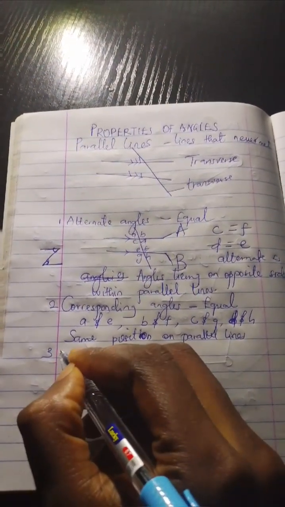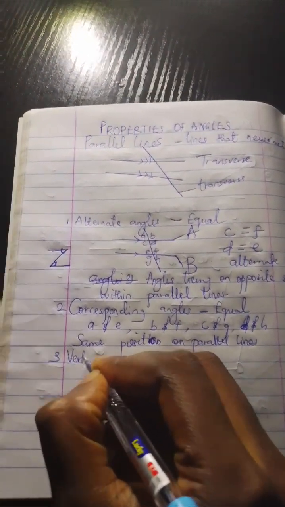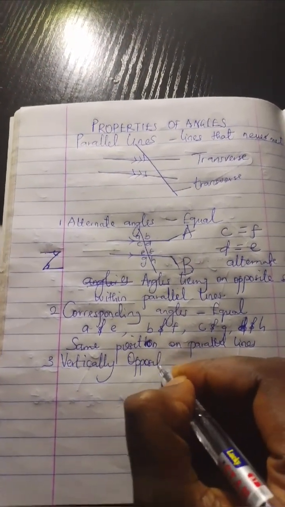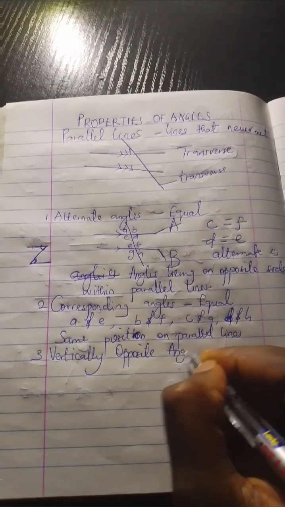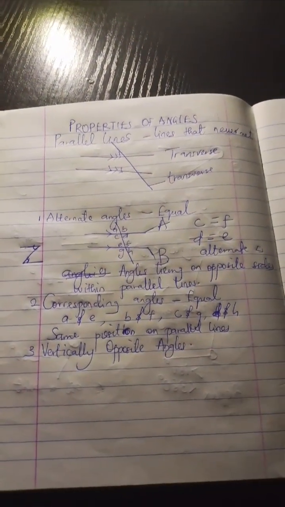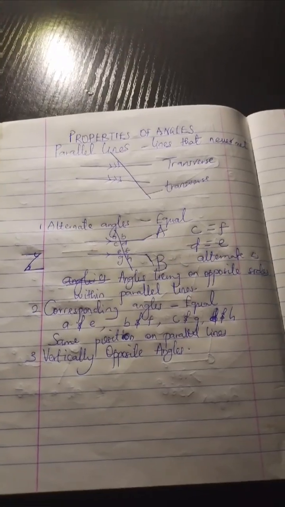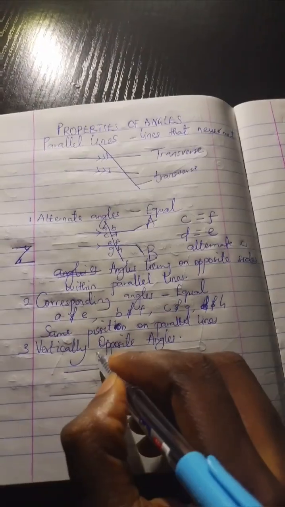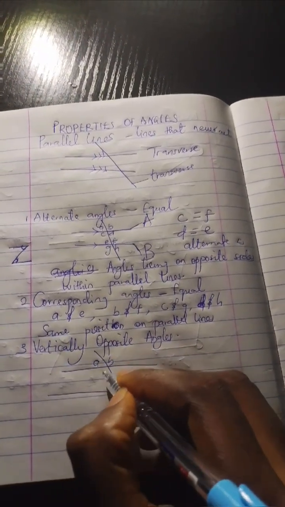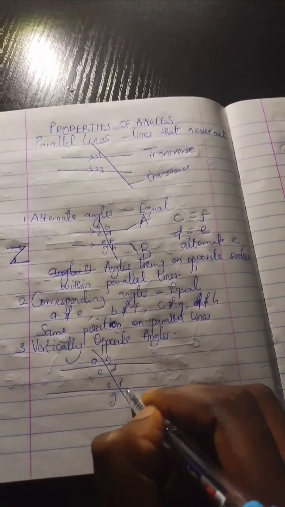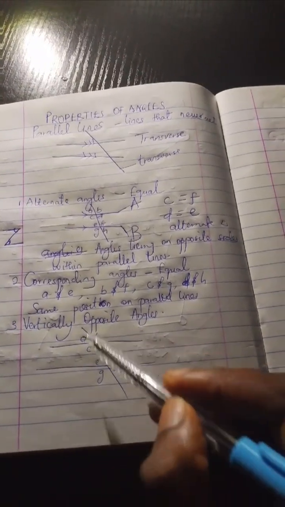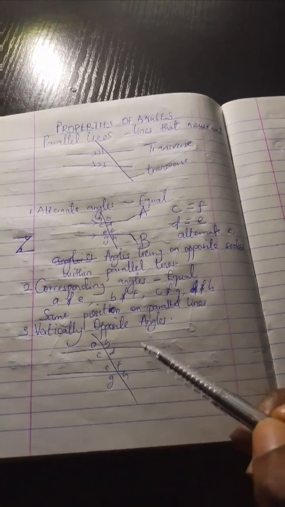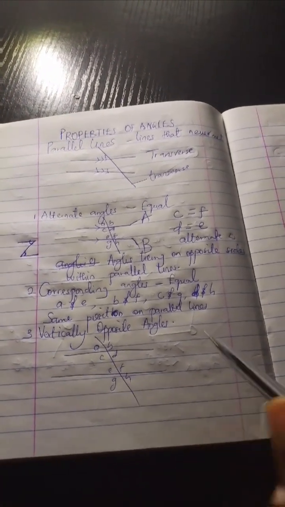The next one is vertically opposite angles. Now, what are vertically opposite angles? Like the name implies, vertically opposite angles are angles that are opposite to each other. So if this is my parallel line and this is my transversal, this is my A, B, C, D, E, F, G, H. You will see that when you come to this one, these two are opposite to each other. These two are also opposite to each other, the same thing as these two and these two.